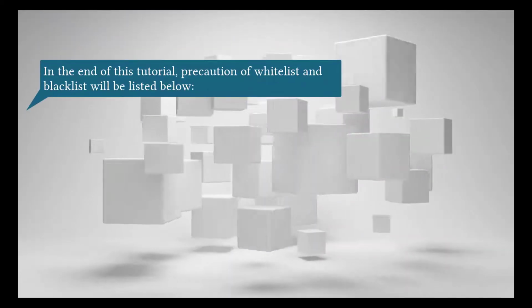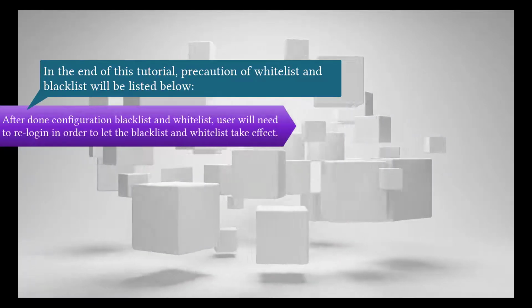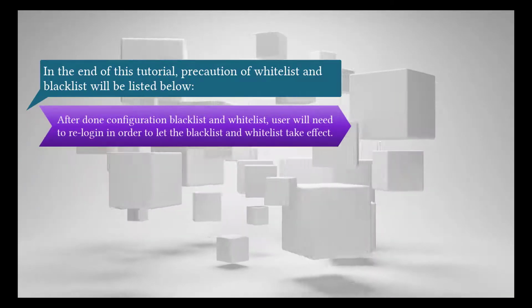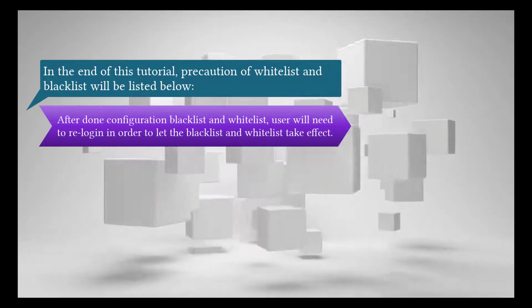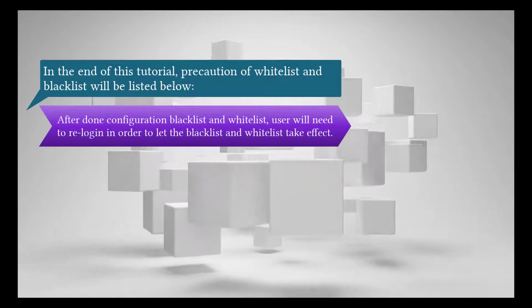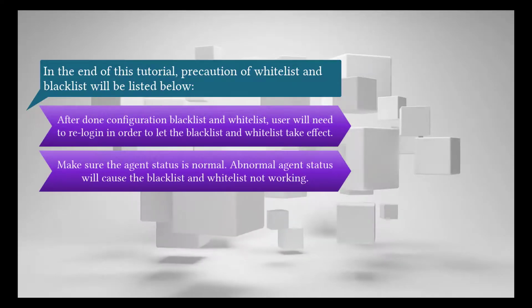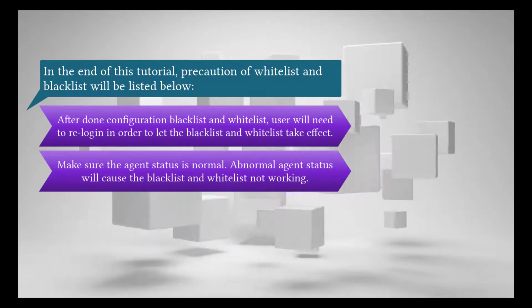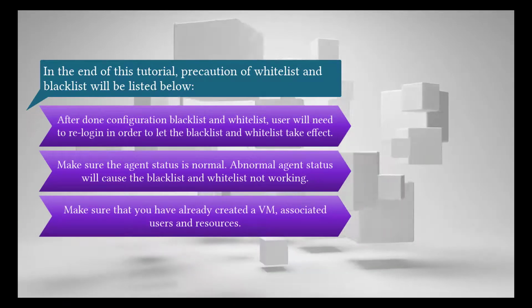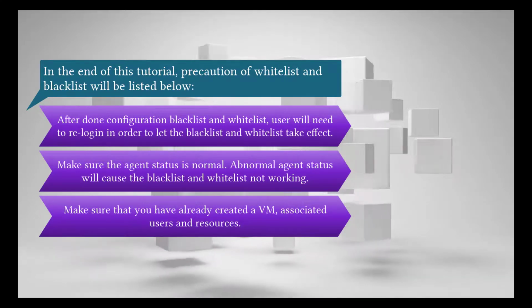At the end of this tutorial, precautions for whitelist and blacklist are listed below. First, after configuring the blacklist and whitelist, the user will need to re-login in order to let the blacklist and whitelist take effect. Second, make sure the agent status is normal. Abnormal agent status will cause the blacklist and whitelist not to work. Third, make sure that you have already created a VM, associated users and resources.